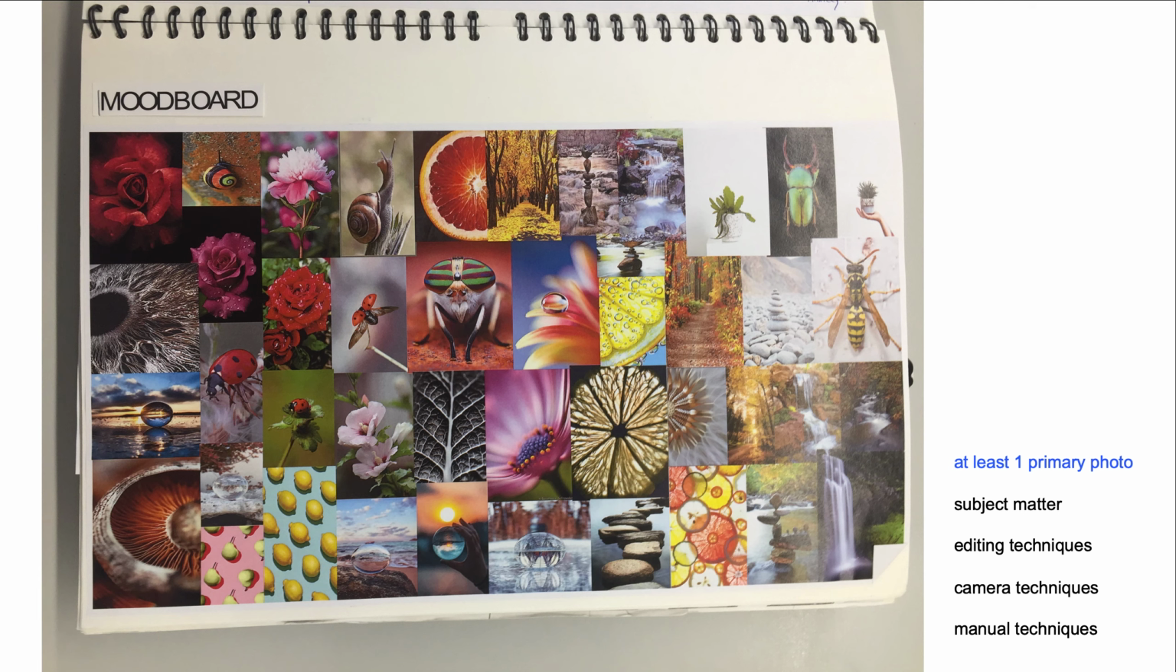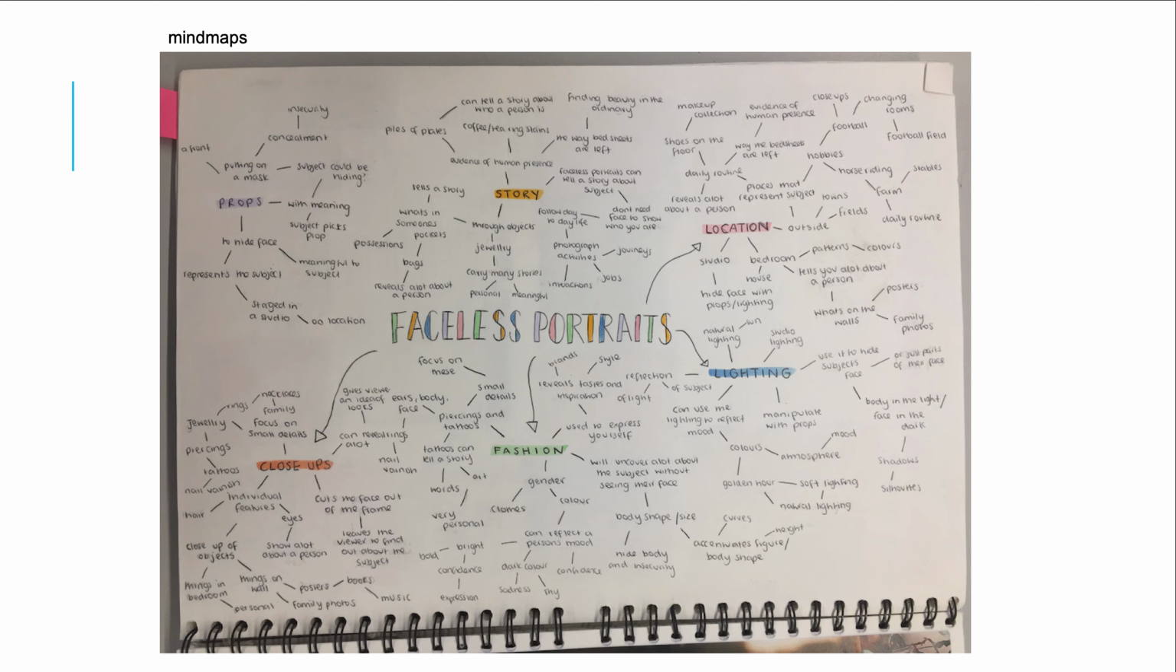So mood board first, and then mind map after that. We're going to look at the actual title, so shadows and light, or colour, or details, whatever it is you've chosen. Like this one is faceless portraits, and then you're going to expand on that a bit more.